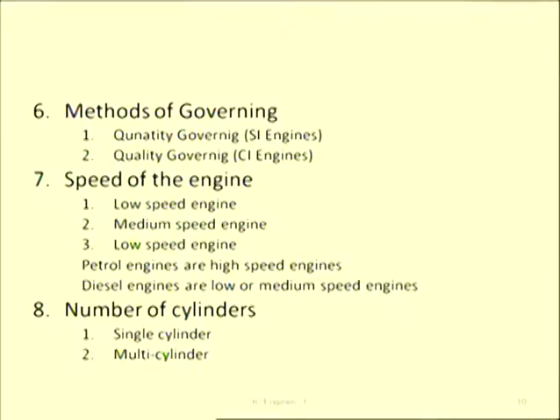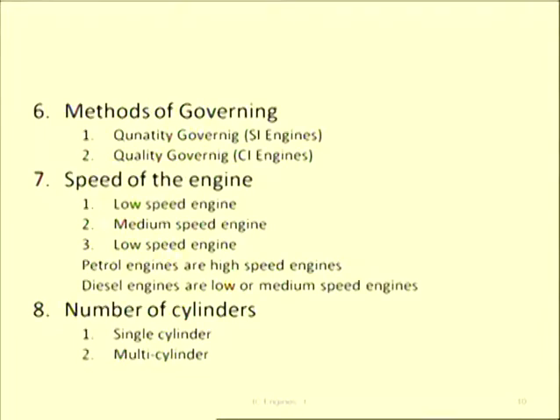The ratio is fixed, but the quantity is not fixed. When you give acceleration, the quantity varies. When you throttle it, the amount of air-fuel mixture going in varies. That is why the governing system used in a petrol engine is called quantity governing, which is used to get different power at different conditions.